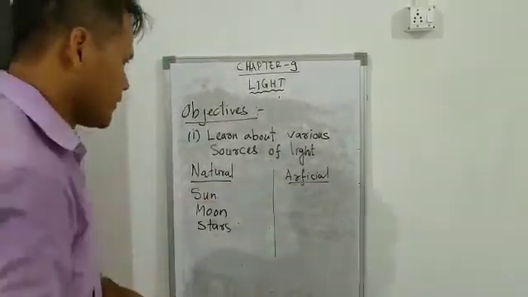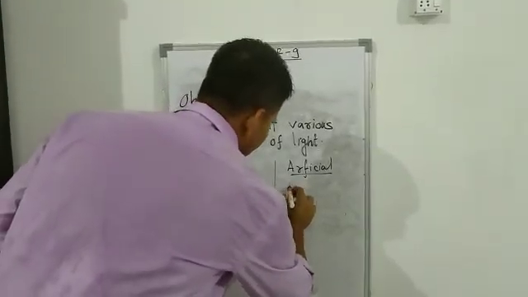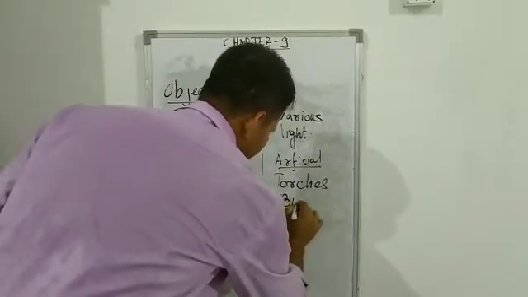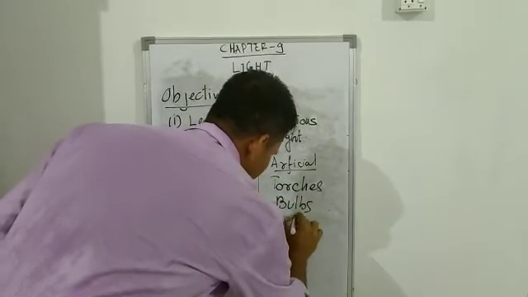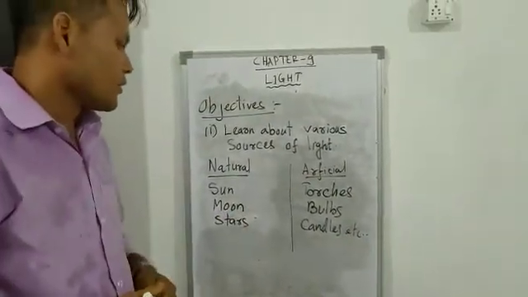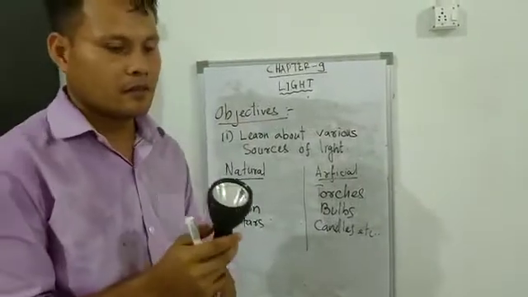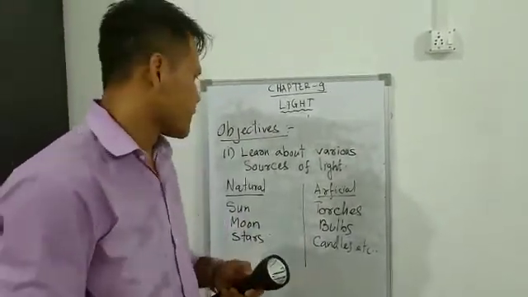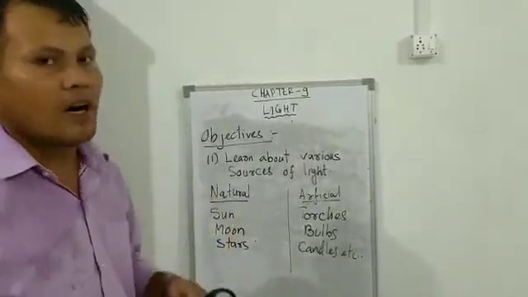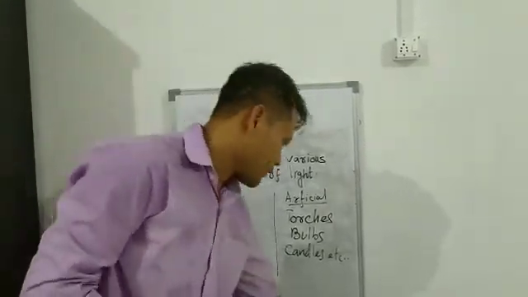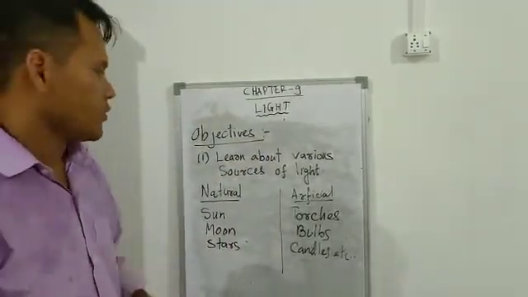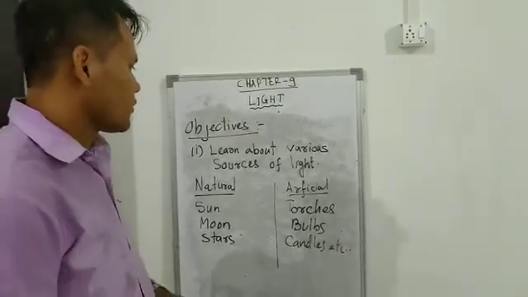Now artificial sources of light. We can name some examples like torches, bulbs, candles, etc. You can see the torch in my hand. We use this torch during the night time when there is no light. With the help of this torch we can walk even in the dark. And bulbs and candles, we use them in our homes. So these are some of the artificial sources of light.